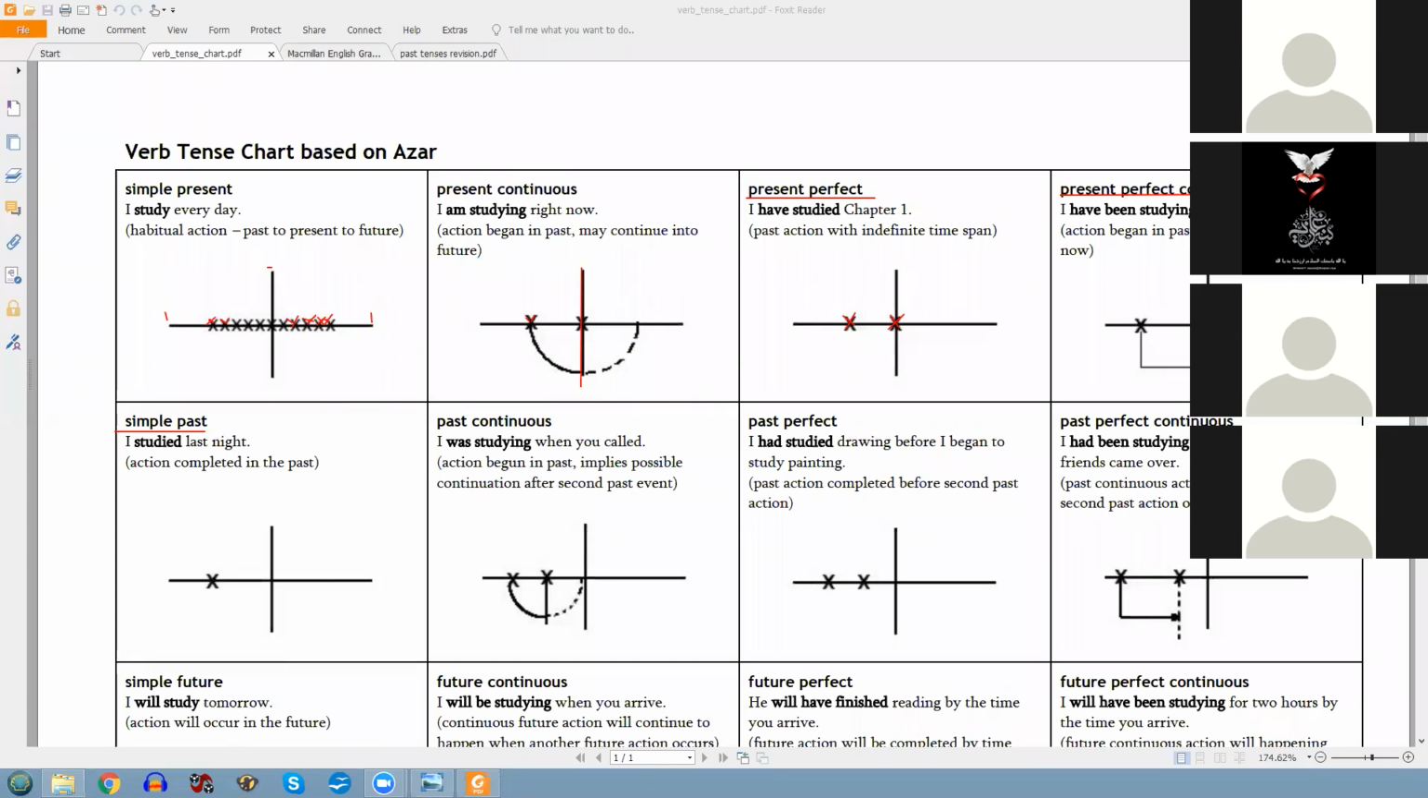So we usually use it with for and since. So I can also say, I've been living in Slovakia since 2016.